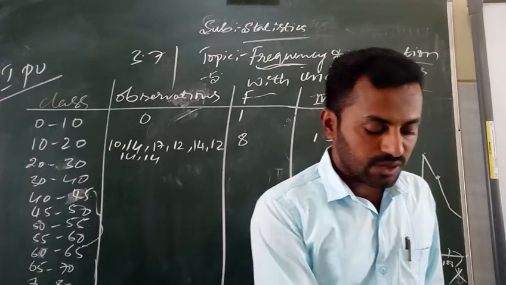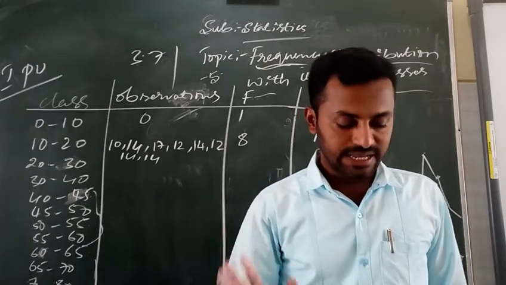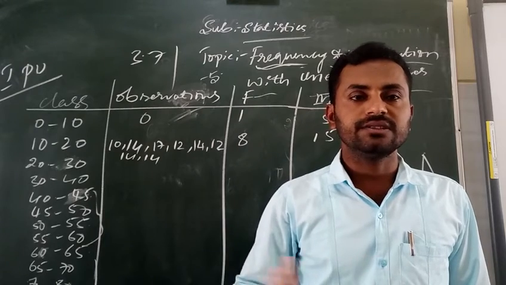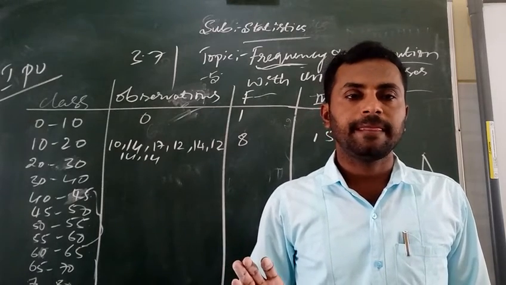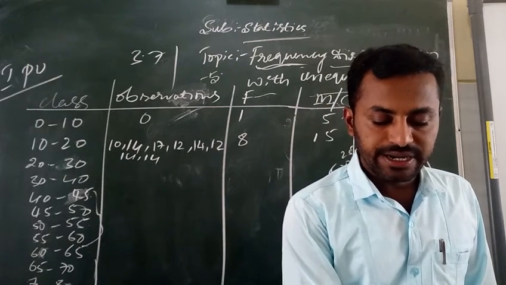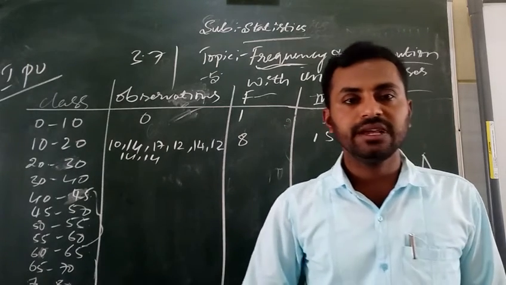Okay, next class we are going to discuss frequency array and bivariate frequency distribution. After that this chapter will be finished. Which one? Presentation, the organization of data. The chapter will be finished.